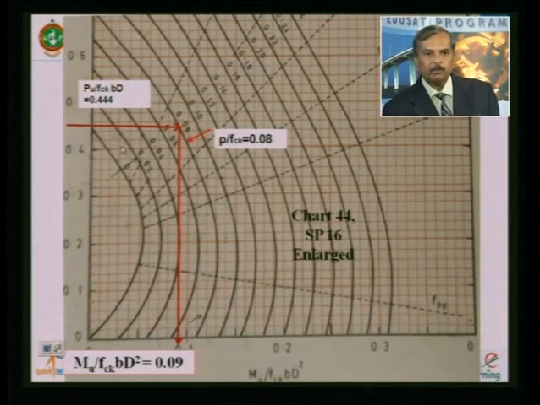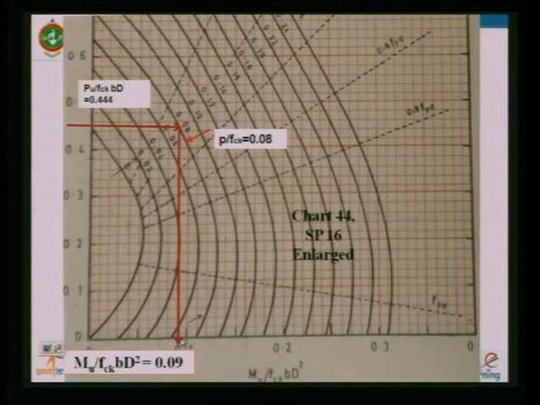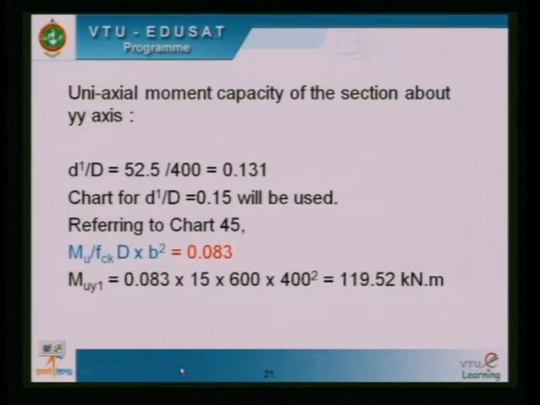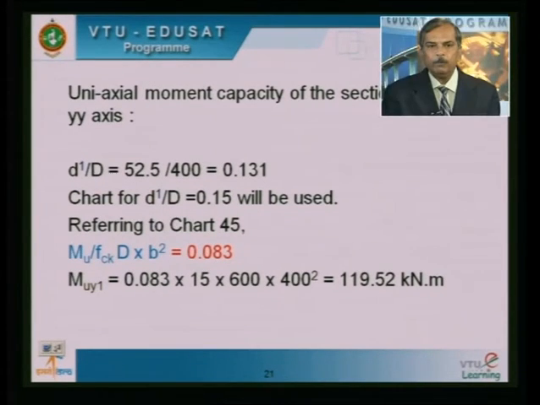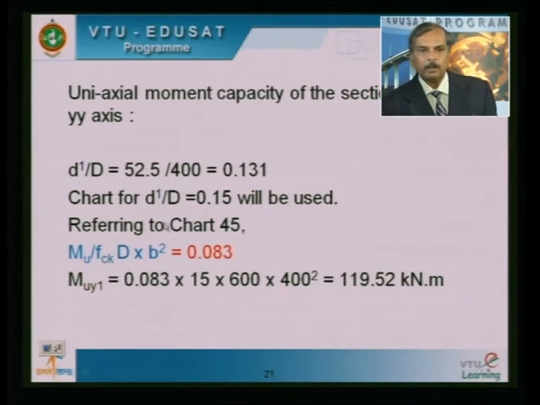Now this is how you can get it corresponding to this. So your Mu by fck bD square is 0.09. Now let us calculate the uniaxial moment capacity of the section with respect to the YY axis. So here d dash by d is going to be 0.131. It is higher because previously we worked with 600, now it is with respect to 400. The chart is different, it is not the same chart. That is where you have to be very careful. Referring to chart 45 now, the value is 0.085 as far as Mu is concerned. So therefore Mu y1, this is what we are calculating, because it is with respect to the YY axis.